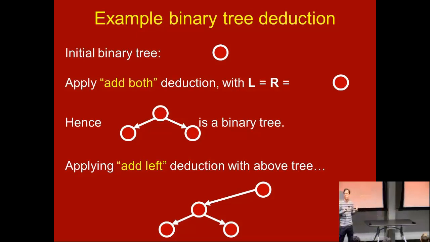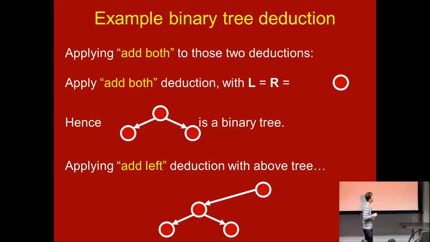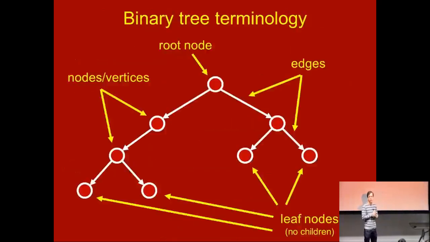Let's again see one more example of how this can define a binary tree. So as always, when you're doing these deductive systems, you have to start with the initial objects. That's the only thing that you have. So at the beginning, the only thing you know is a binary tree is a single vertex or node. And so we have to apply a rule. These subtrees that we're going to apply it to, L and R, just have to be this single node. So we'll, for example, apply the add both rule, and we get this as the result. So this is also a binary tree.